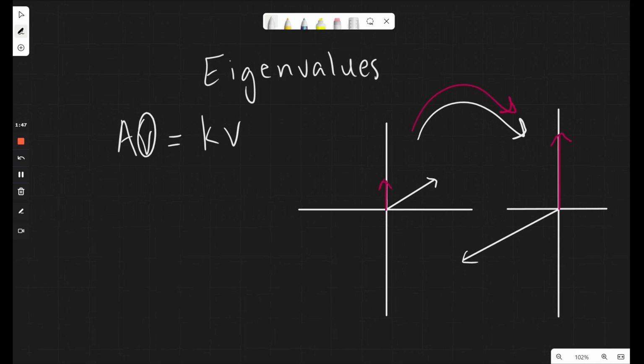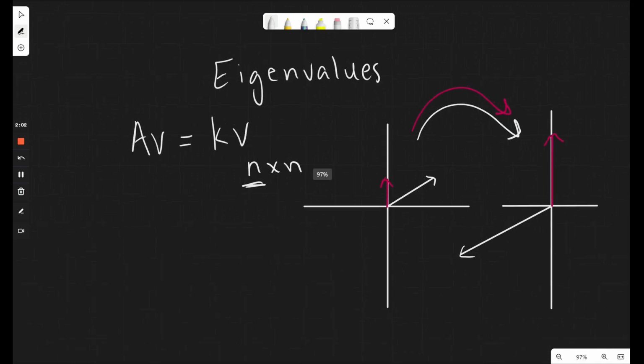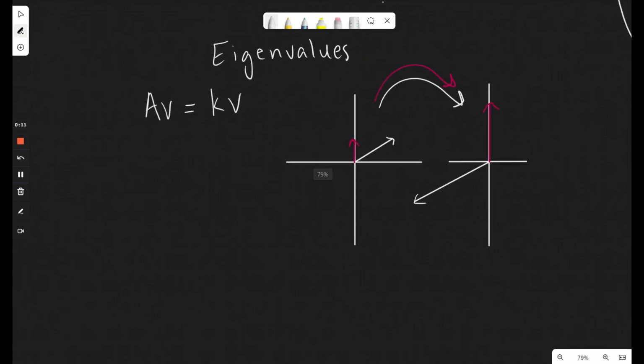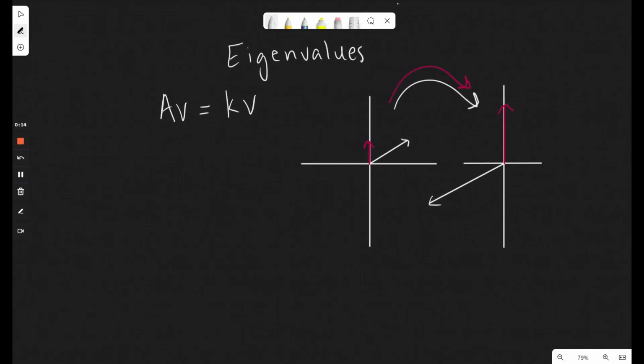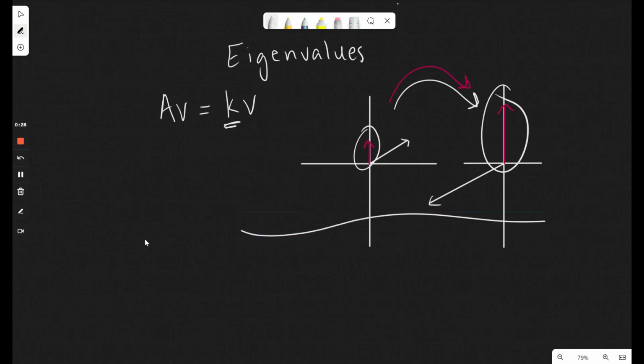Because usually for an n by n matrix, there's n eigenvectors and n eigenvalues, there's a corresponding eigenvalue for each eigenvector. So they pair up, they match up with each other. And another thing I didn't mention is that the eigenvalue, this value of k, is just the value of how much this eigenvector is scaled. So if this vector is twice as big as this one, then the eigenvalue is going to be 2. So it's just how much it's scaled.